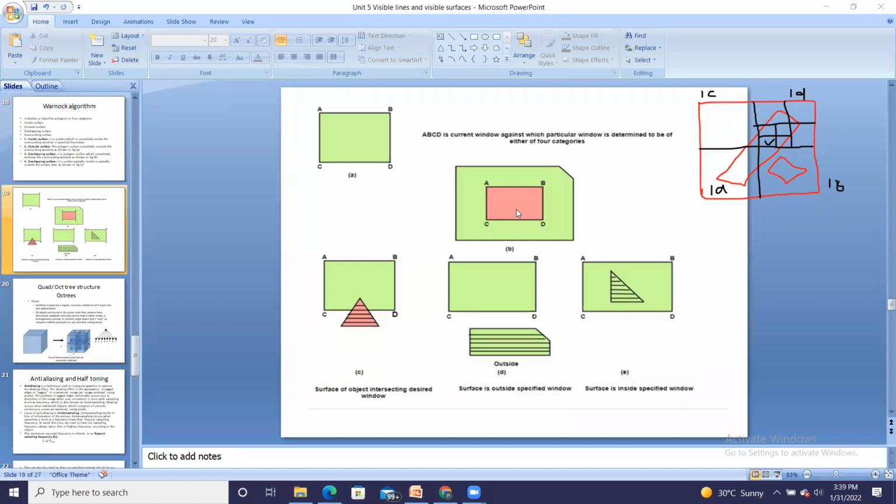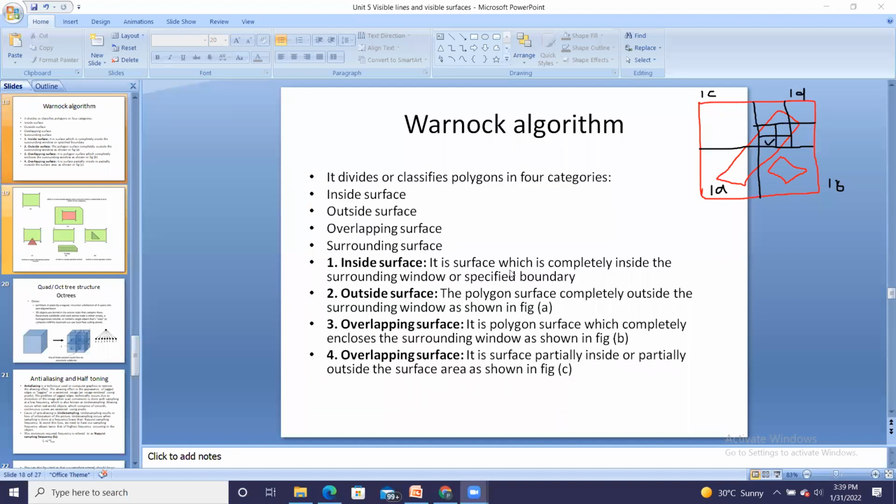So we will see this inside surface. It is a surface which is completely inside the window. In this case, the surface is inside the window. Second is the outside surface. That means with respect to 1C, the surface is totally outside, or it is also called disjoint. Third is the overlapping surface. So the overlapping surface is nothing but the polygon surface completely encloses the window.